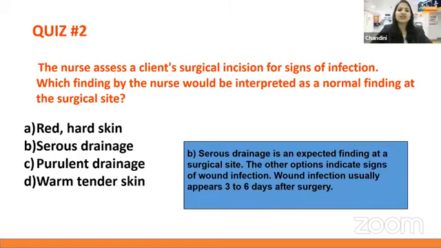The serous drainage is an expected finding at a surgical site. The other options indicate signs of wound infection. Wound infection usually appears 3 to 6 days after surgery. So as IPSG goal number 5, we say to prevent hospital-acquired infection, the important role is hand hygiene as well as OT traffic control during the intraoperative phase, and how effectively we are following sterility during the intraoperative phase as well as the post-operative phase.